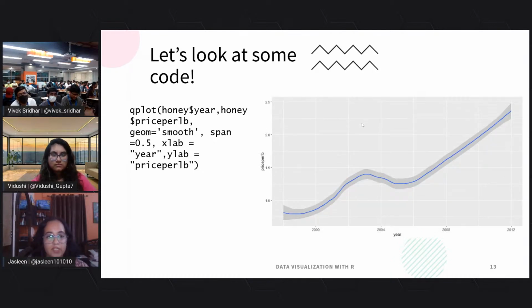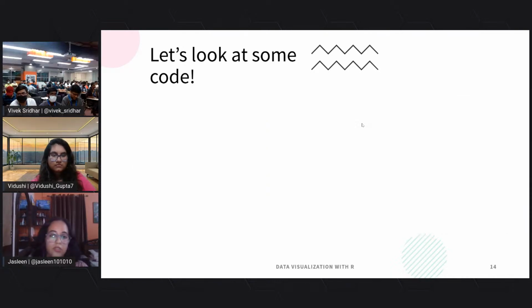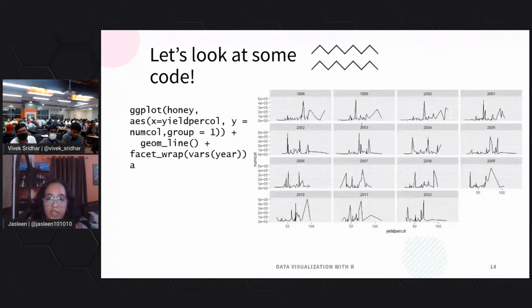So over here, we're basically trying to plot year-wise increase in the price of honey. And this is what the graph is telling us, that with the increase in years, the price has also gone up. And the next one that we have is a facet grid.